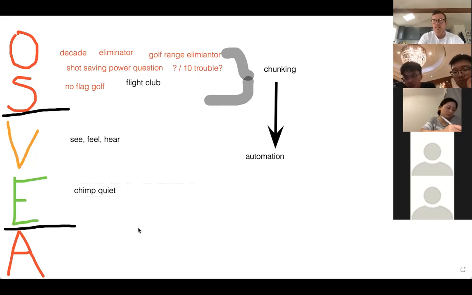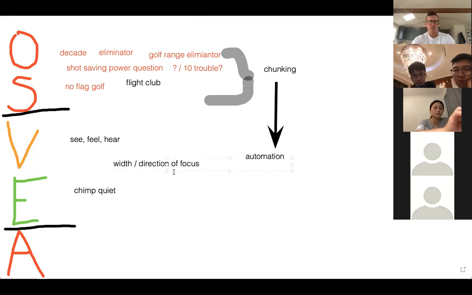So this gets specific. We're trying to drive automation. So this is where we want to look. And this is the last thing we'll go into today, and then next week we can look at acceptance. We want to look at what's called width and direction of focus.